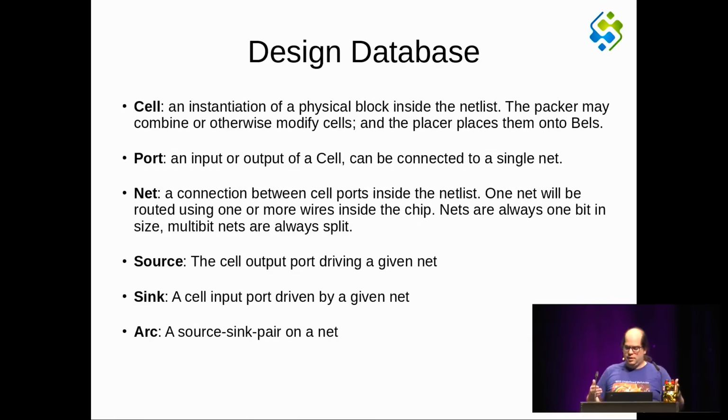And a source-sink pair, we call that an arc, and that's a very important entity in the routing algorithm, because the nextpnr routing algorithm is actually prioritizing individual arcs, whereas VPR, for example, can only prioritize nets as a whole. Okay. So this is the design database side of things, the objects that we can manage here.